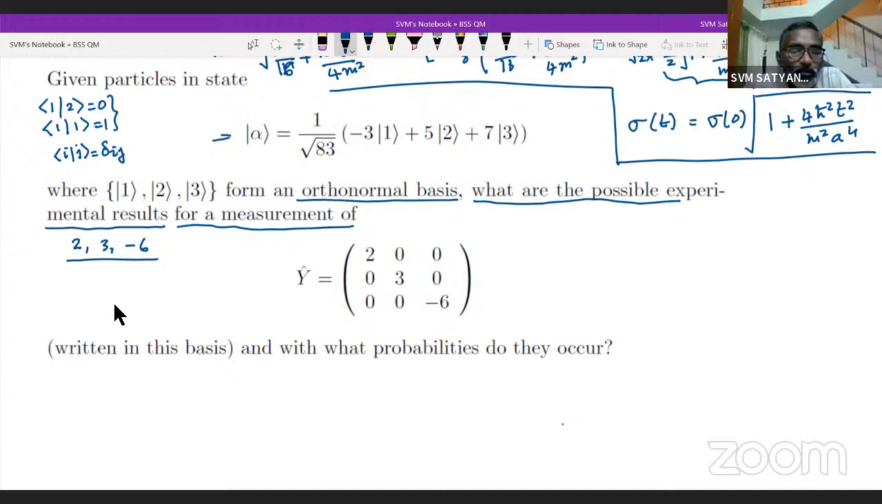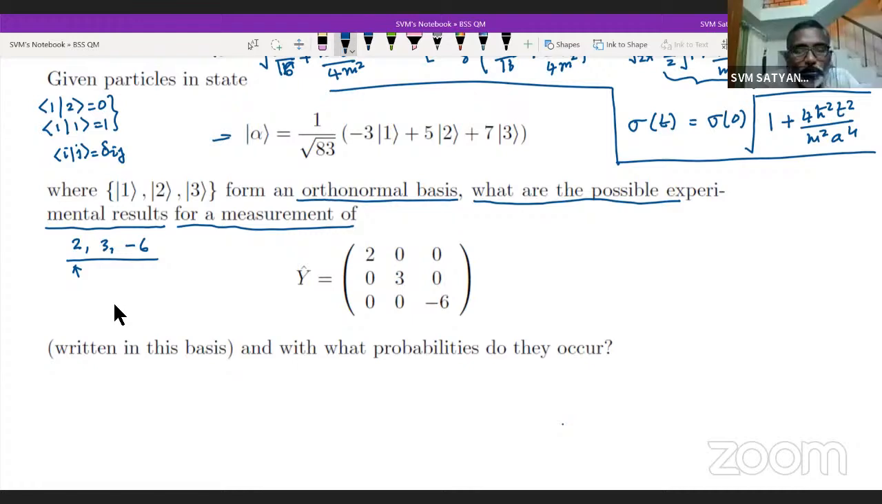Now each one of them is occurring with what probability? The state is given by this alpha. That is the next question. So how do we answer that question? Farid, for example, experimental result 2 will occur with what probability?